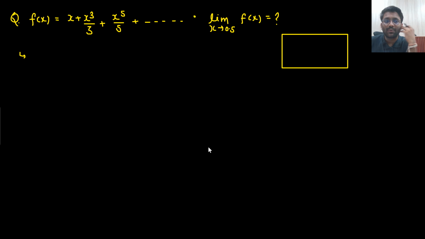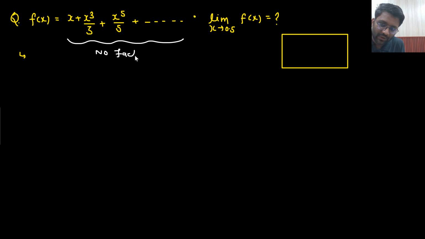Put 0.5. Will anything click to you? In the examination, what will click to you? The only thing that can click is that, sir, there is no factorial present. No factorial present. So, sir, if there is no factorial present, then what will I think of? No factorial present means, sir, I need to think of (1+x)^(-1). So let's think of (1+x)^(-1).